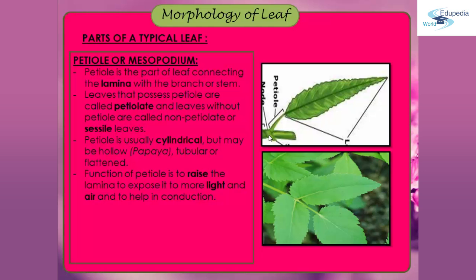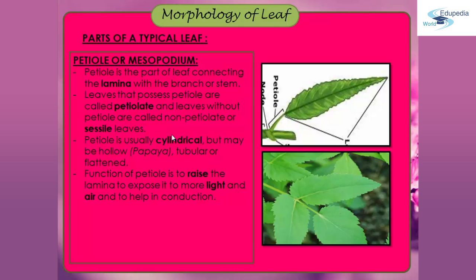Petiole is also known as mesopodium. Okay, and the leaf base was also known as hypopodium, and the petiole is known as mesopodium. Leaves that possess petioles are called petiolate, and the leaves without petiole are called non-petiolate or sessile leaves. Okay, remember students that sessile leaves are non-petiolate. That means it doesn't possess a petiole.